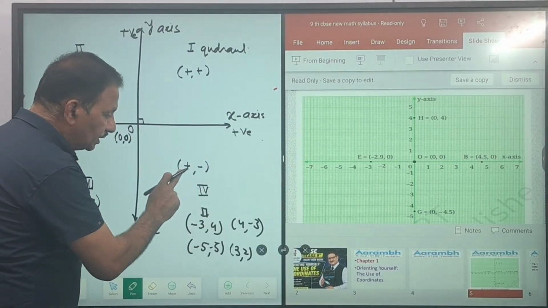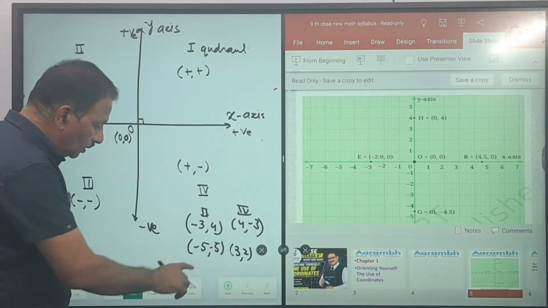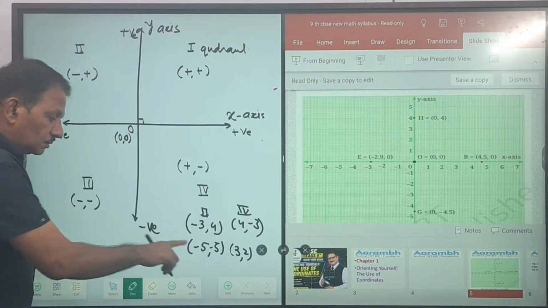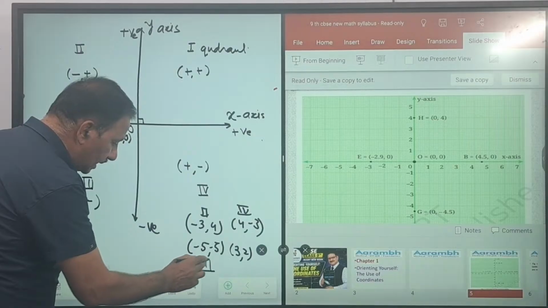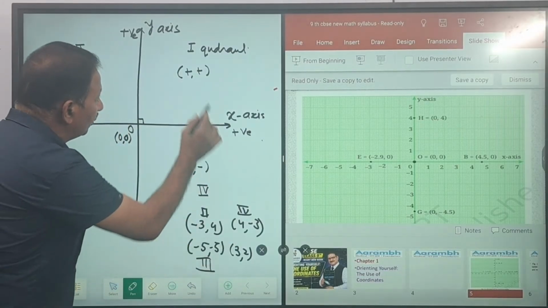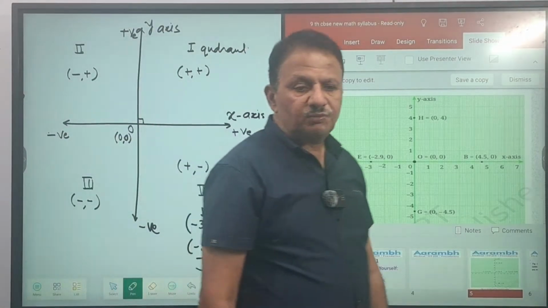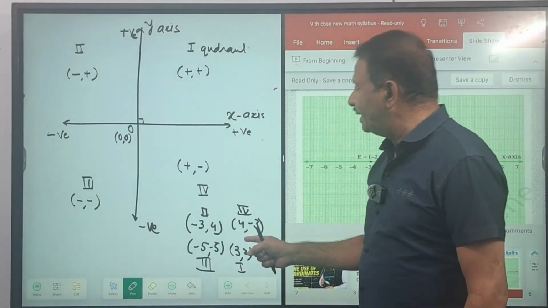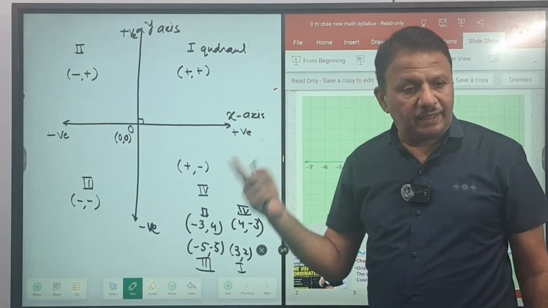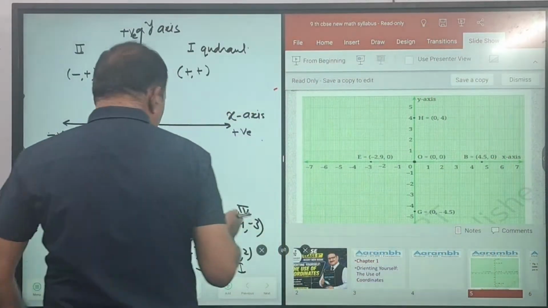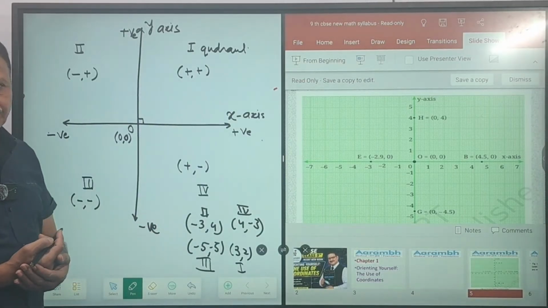A plus, minus combination is about the fourth quadrant. Therefore, it lies in the fourth quadrant. What about this? It lies in the third quadrant because a minus, minus combination is there. And this one has both positive, so we can say it lies in the first quadrant. So in this way we can find in which quadrant a point lies, according to the sign of the x coordinate and y coordinate.